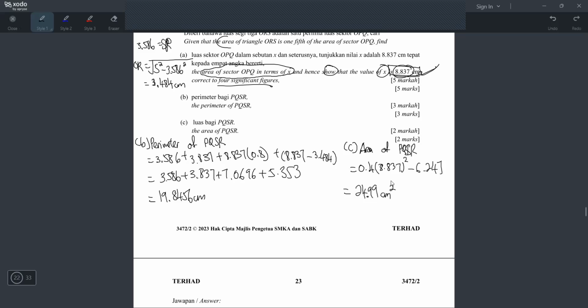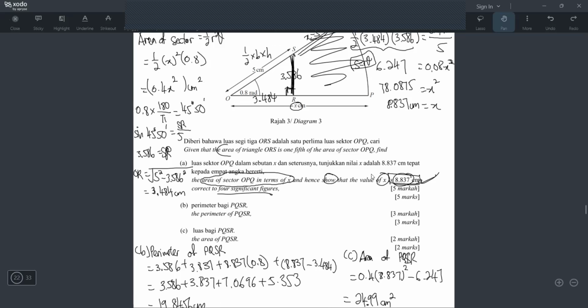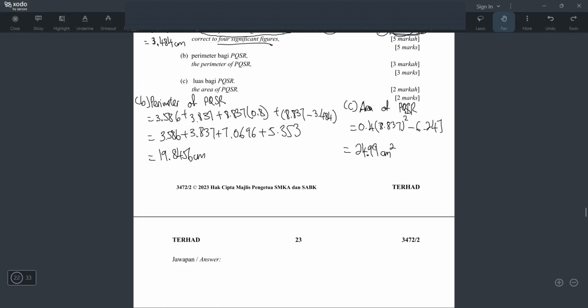Some students might ask, sir, can I write 25? I would say yes, but I don't recommend it, because when you write in 4 significant figures, it's 24.99. So that's what I will do. I don't recommend rounding off to 25. But I feel like it can also. But it's better to write 4 significant figures. So I'll just stick to this answer.